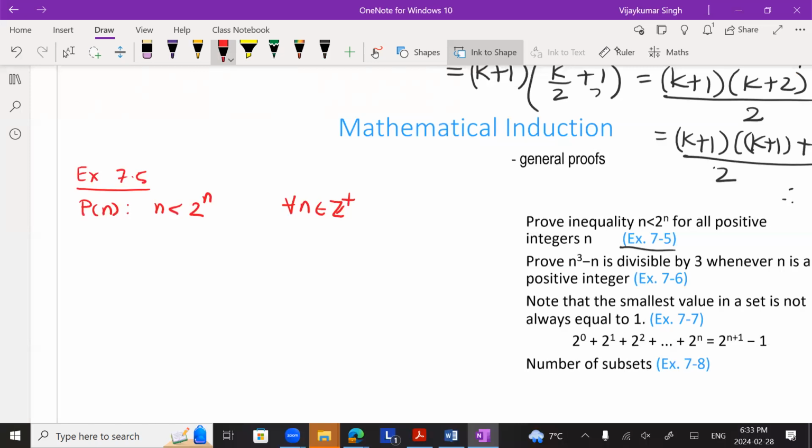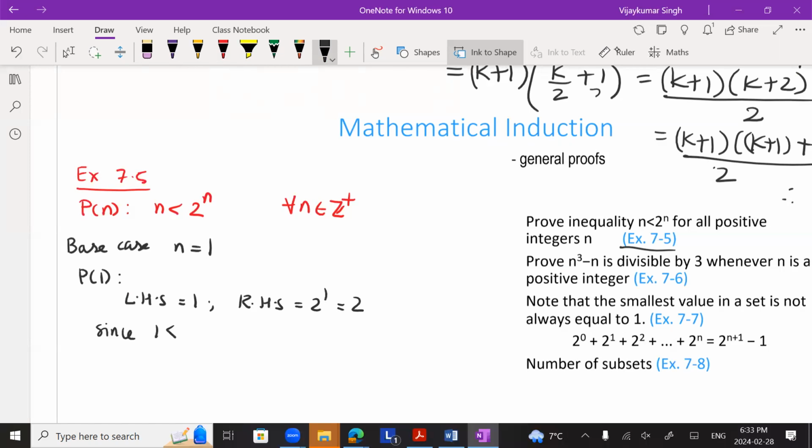Okay. All right. So again, the same ideas will follow. Base case, n equals 1. Let's try to prove it for the base case. So we have P1. LHS we get to be 1. And RHS is 2 to the power 1, which is 2. So since 1 is less than 2, P1 is true. You agree with that?